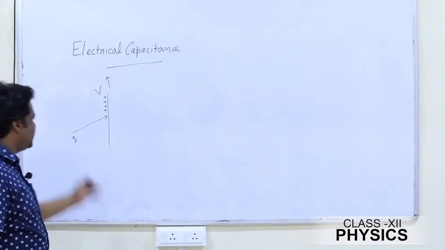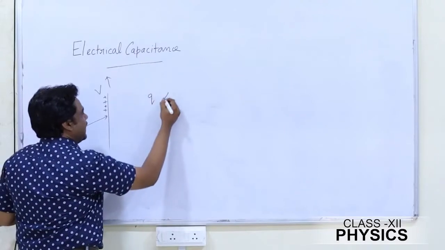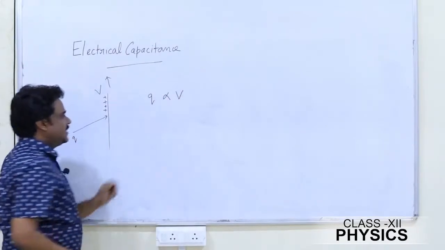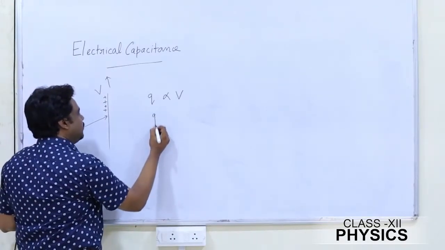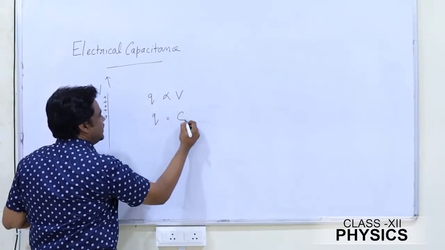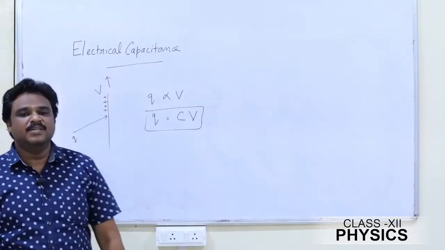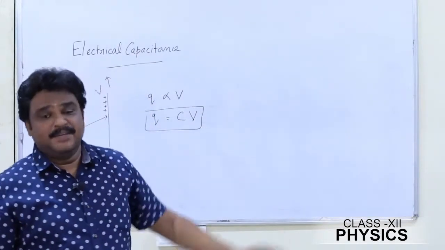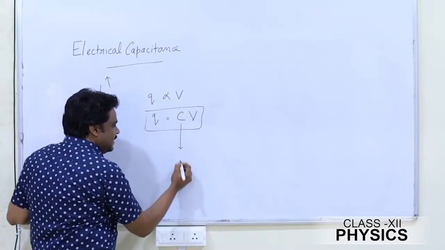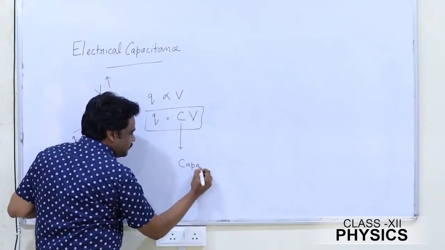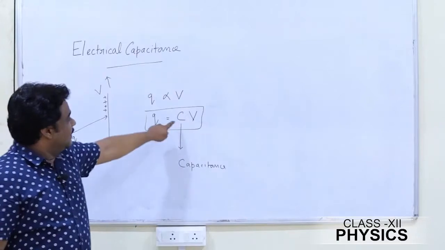So I can establish a linearity between these two variables: Q is directly proportional to V. The charge is directly proportional to the potential. Now remove the proportionality sign and put a constant C. So what I get is a very important formula, Q is equal to CV. In this entire chapter we are going to use this formula. Here C is the constant of proportionality, and it is capacitance.